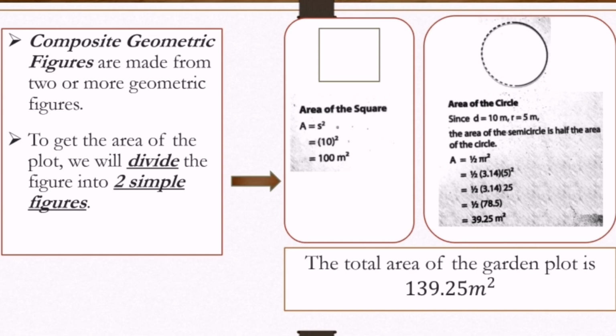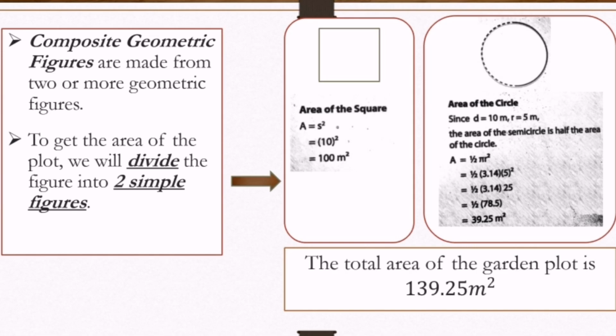Now, to get the area of the plot, we will divide the figure into two simple figures. The figures are the square and the semicircle. Now, for the area of the square, the formula should be area is equal to s squared. As you can see, the area of the square is 100 meters squared.